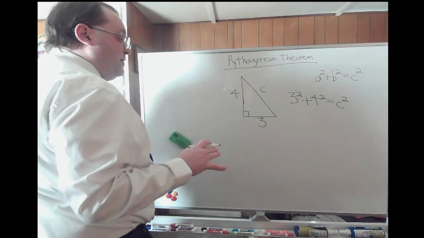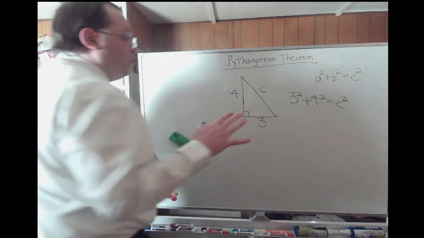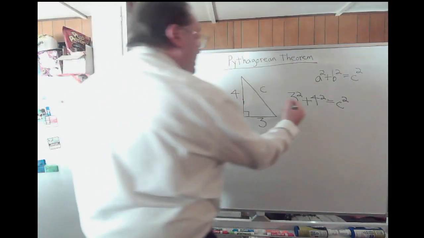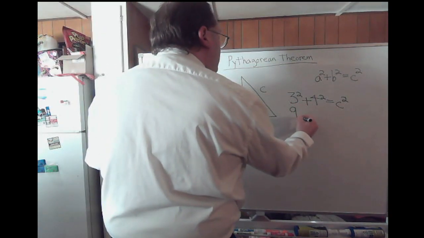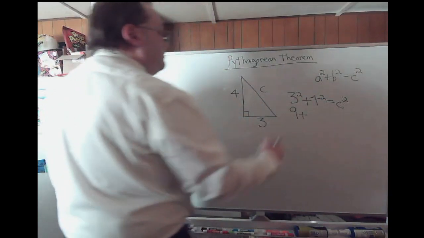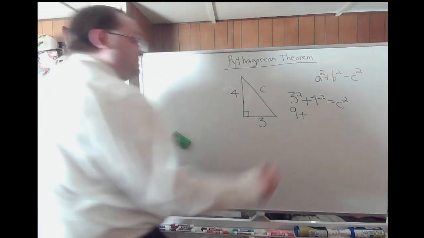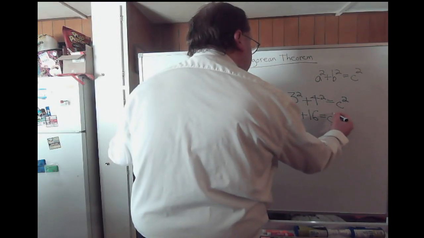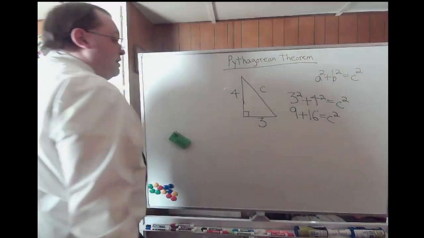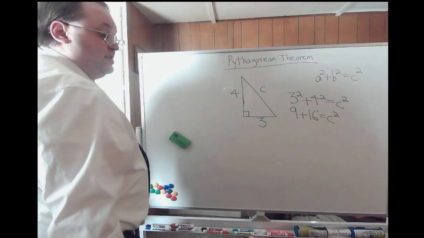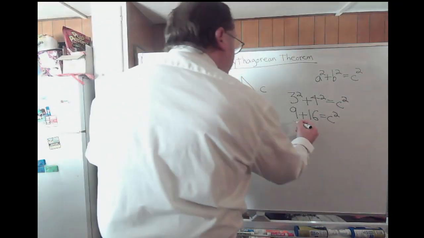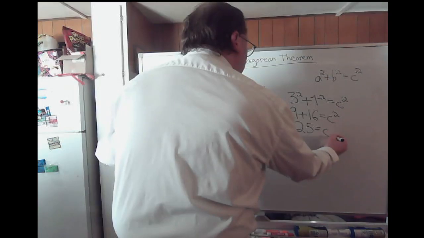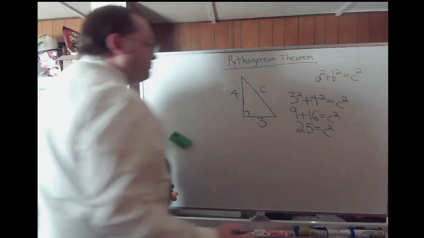We will get there. So now, of course, order of operations dictates we do the exponents first. So 3 squared is 9. Plus, you have 4 squared, which is what? 16. That's all equal to C squared. Now, if I were you, I, of course, would do the addition on the left-hand side. 9 plus 16, that's 25. So 25 is equal to C squared, right?